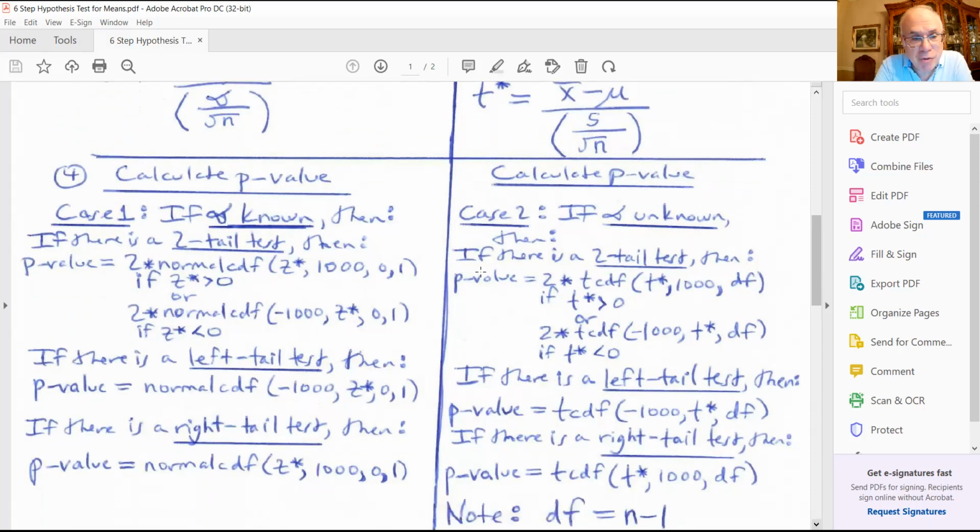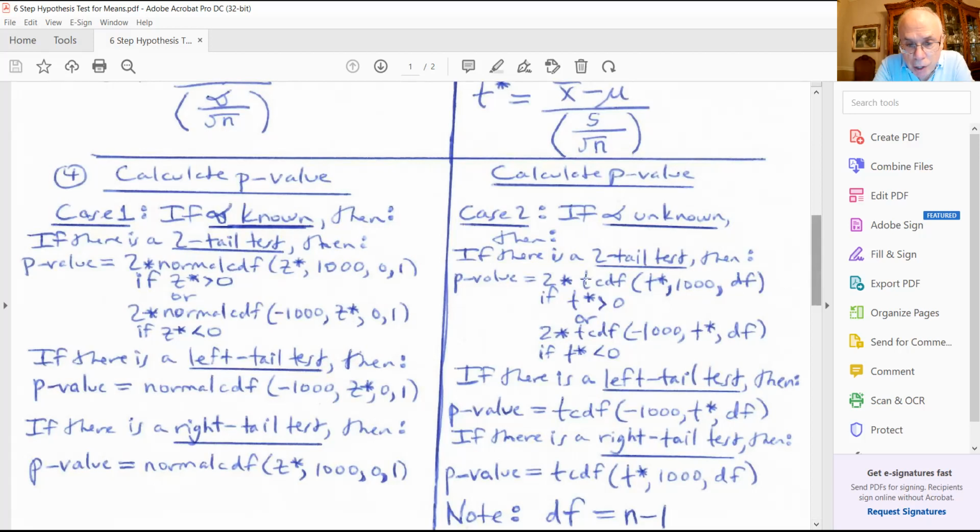Number 1, instead of normal CDF, we're going to use TCDF. And then instead of 0, comma 1 inside the parentheses, we're going to use degrees of freedom. And what is degrees of freedom again? It is the sample size minus 1. Whatever the sample size, subtract 1. For example, if the sample size is 100, the degrees of freedom is 99. Sample size is 70, degrees of freedom is 69. Sample size is 33, degrees of freedom is 32. So it's the sample size minus 1.